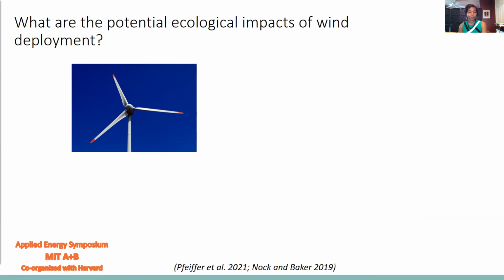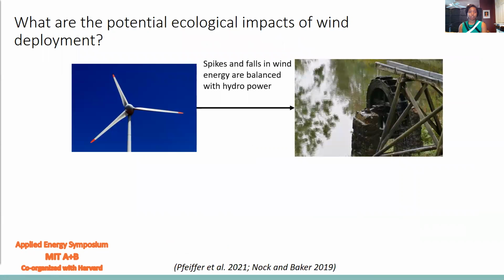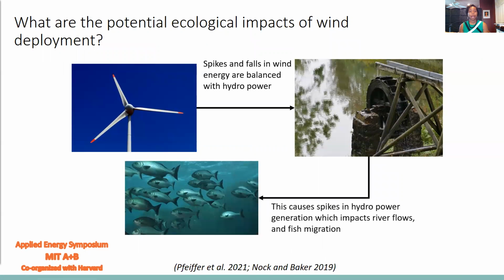So if you have offshore wind getting built in the New England region, then spikes and falls in this wind energy may be balanced with hydropower. And then that hydropower generation spikes will impact river flows. And those river flow changes can impact fish migration.